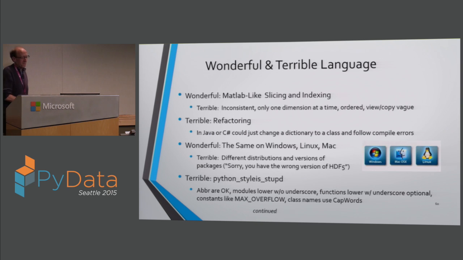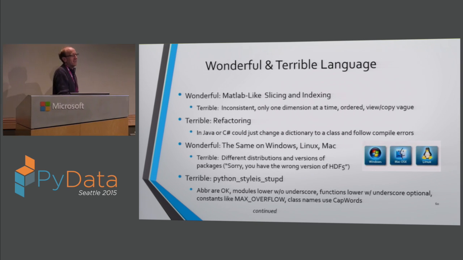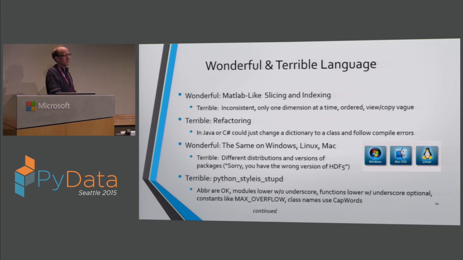This one kills me. Python style is stupid. This is just the coding standards of Python and has nothing to do with the language. It's sad. There's a rule that says abbreviations are okay, but you don't have to do it. Modules, which are normally file names, are normally lowercase without underscores, but functions are lowercase with underscores suggested, but not required. You'll still see constants with all caps. All this is to avoid camel case, these cap words, but your class names should be cap words. So, I don't know, it's just the way it is.